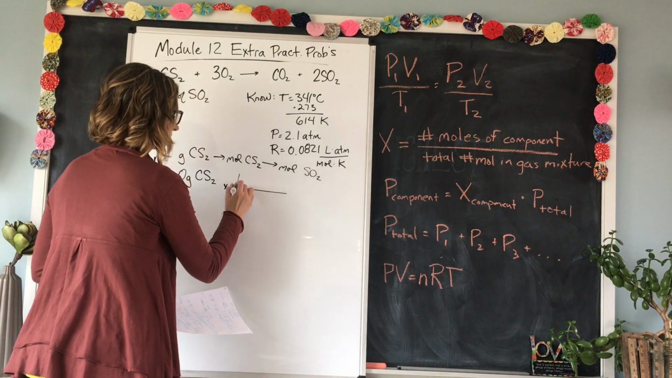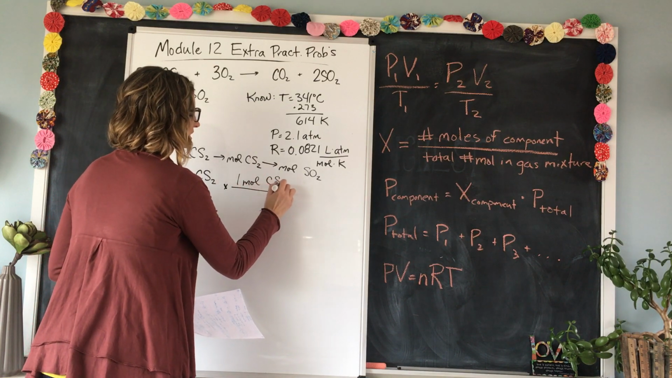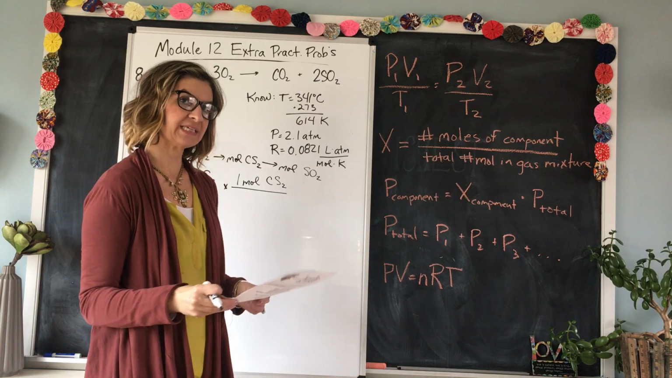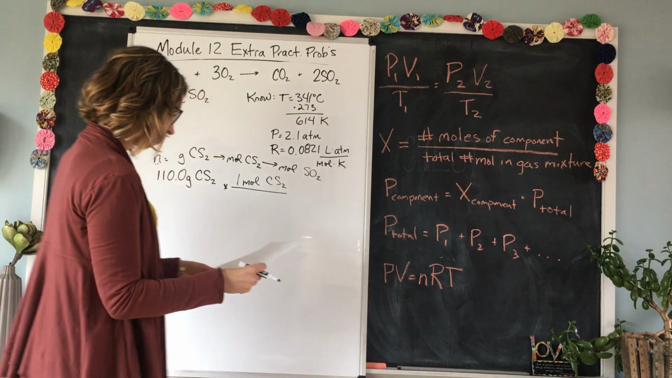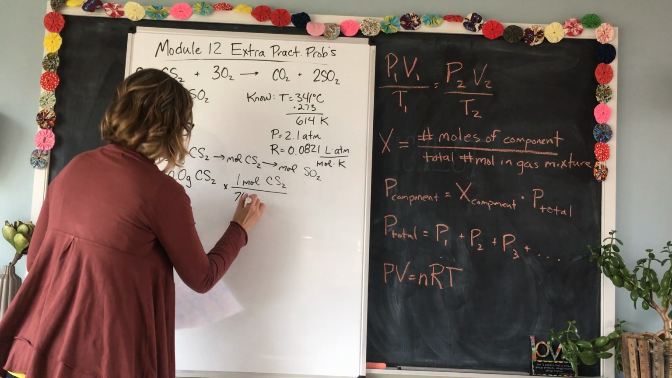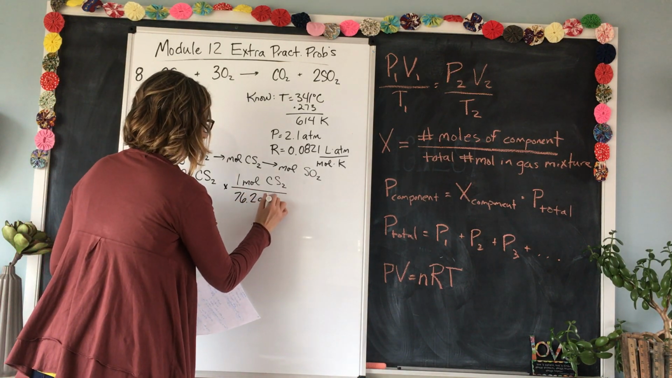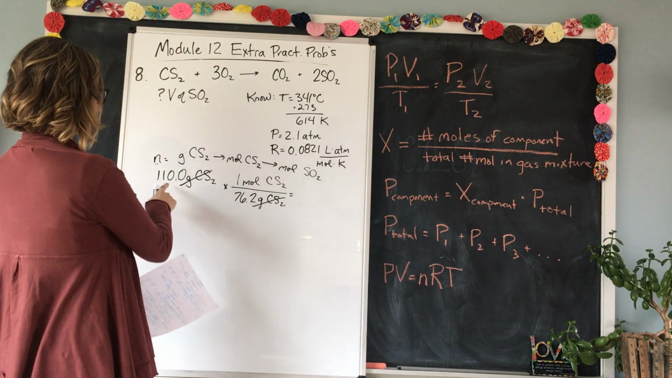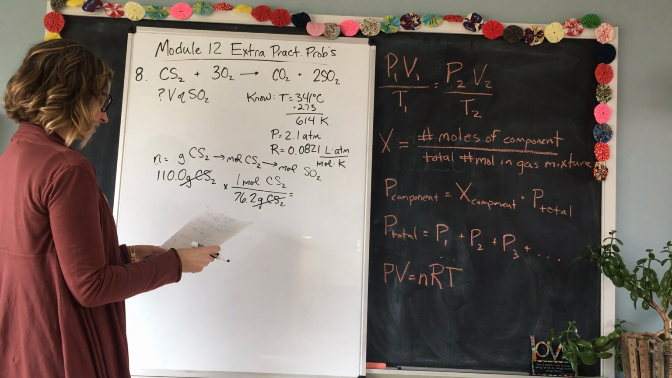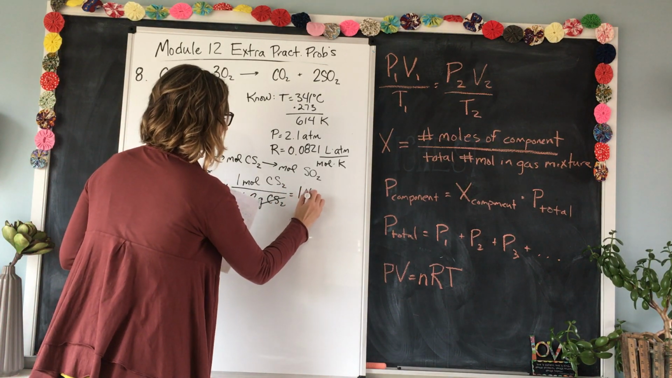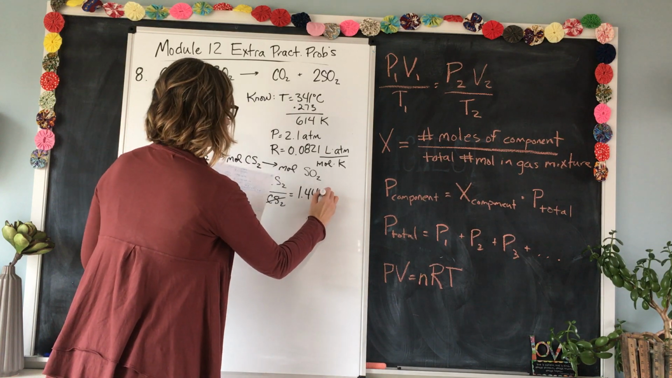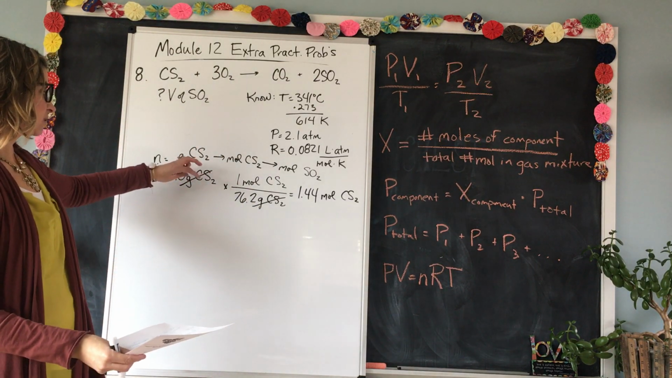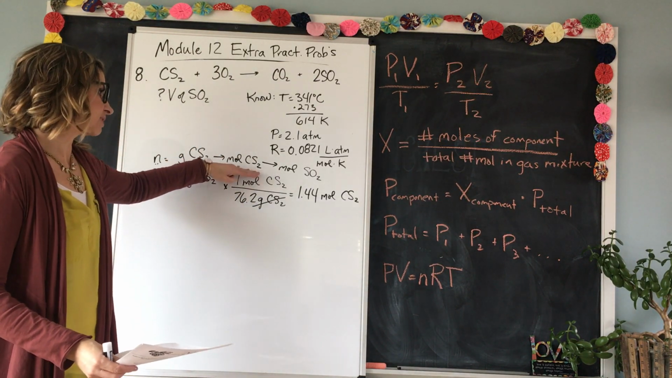All right, so we've got 110 grams of CS2. We're going to multiply it times 1 mole of CS2 on the top. And on the bottom, we're going to put the mass of 1 mole of CS2, which you would find from the periodic table. It is 76.2 grams of CS2. So if you cross out the grams units, 110.0 divided by 76.2 is going to be 1.44 moles of CS2.